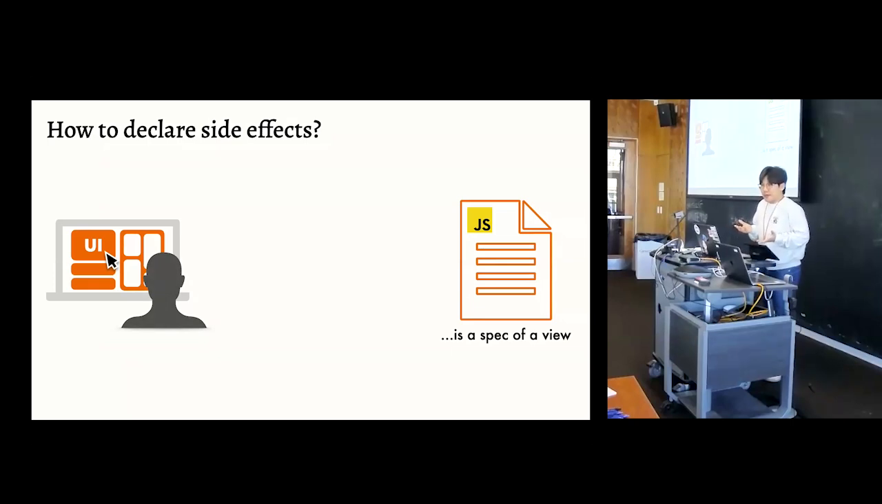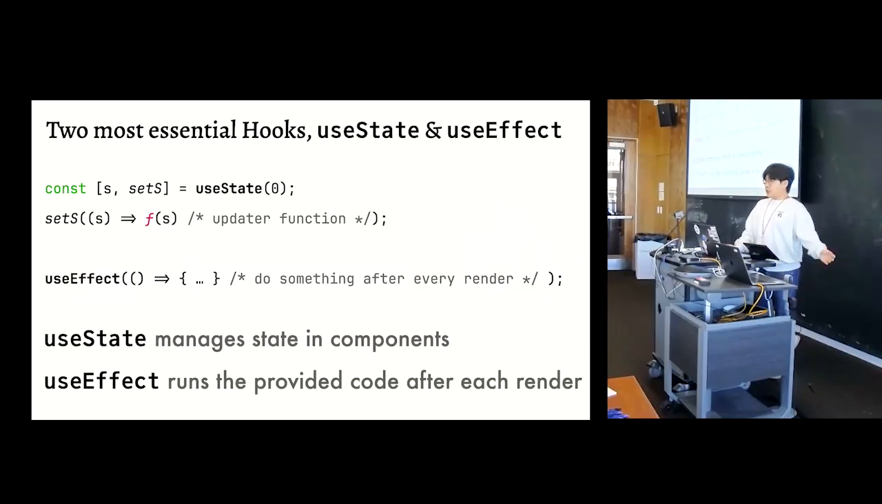But any non-trivial UI needs to interact with the user, which is inherently effectful. So React provides a controlled way to declare side effects through React hooks. Today we focus on 2 fundamental hooks, useState and useEffect. useState manages component state. It takes an initial value as input and then returns the current state value and the setter function. For React to see the update, you need to pass an update closure or an updater function to the setter function. And useEffect runs the provided closure, called an effect, after each render.